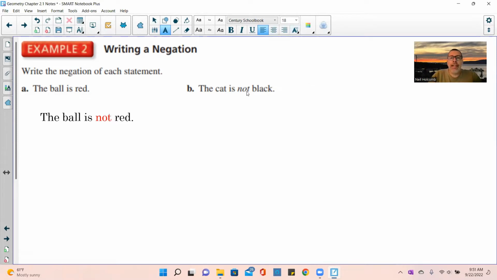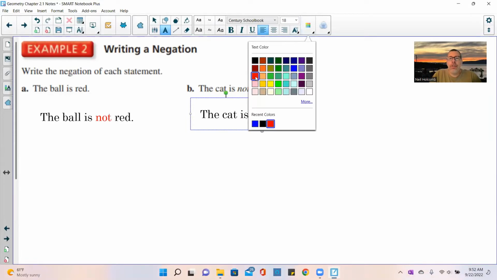Okay, now B, the cat is not black. All right, so now we want to negate that. Well, if the cat is not black, if we want to do the opposite, then the cat has to be black. So you'd say the cat is, and you don't say not, we don't use double negatives. The cat is.